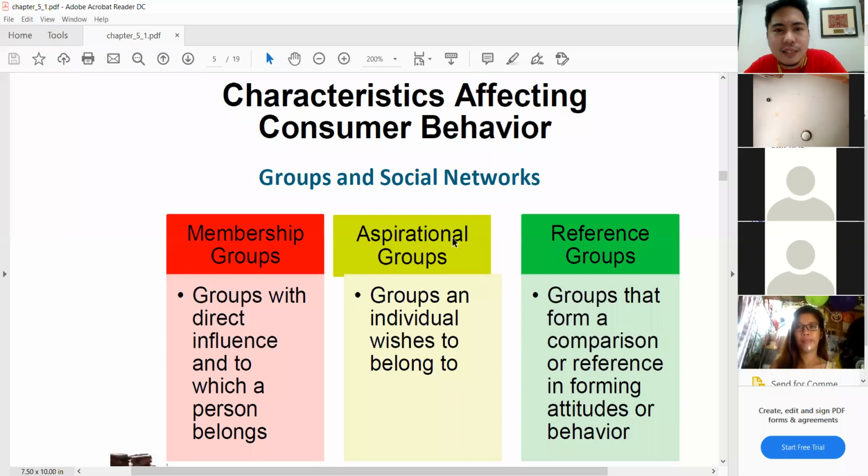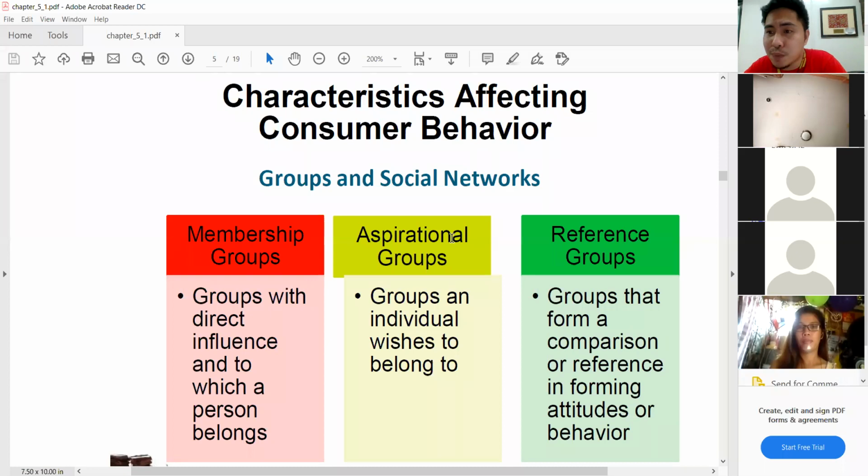Okay, so characteristics affecting consumer behavior. We have membership groups. If you're a member of this particular group, then that means you have a specific behavior that is different from others. We have aspirational groups, or groups an individual wishes to belong to. If you want to belong to an elite group, then you're going to live by their standards and buy something that is equal to the preference of that aspirational group. Now, a reference group is a group that influences us in the formation of our attitudes or behaviors. For example, our religion is a kind of reference group.